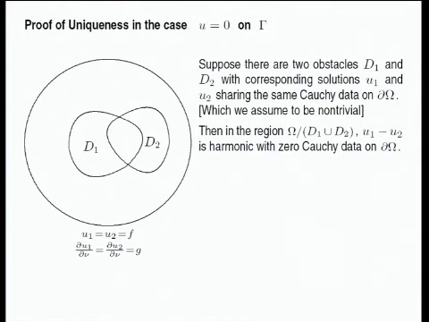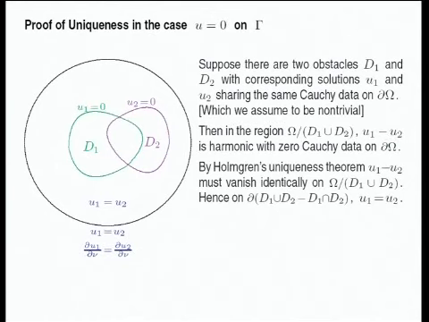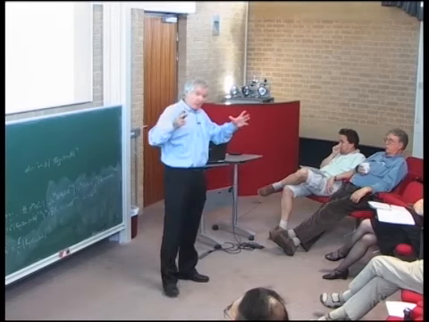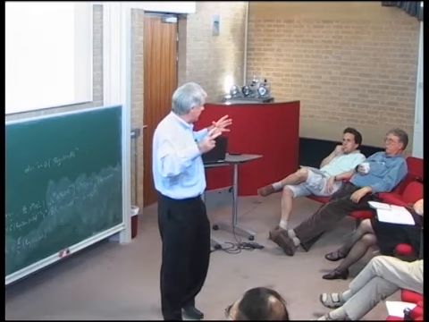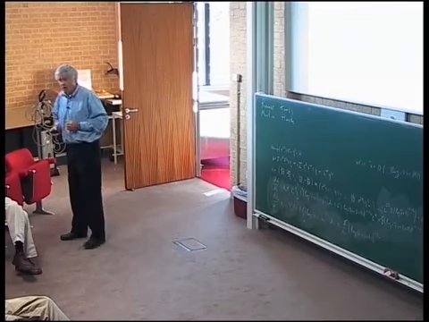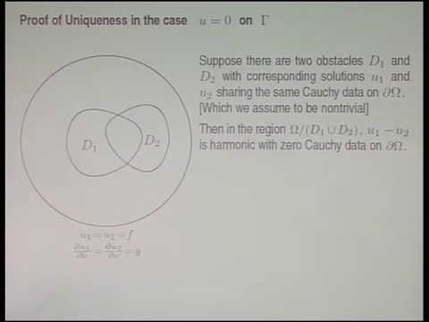So if I subtract these, then u1 minus u2 is 0 Cauchy data on here. But it's also analytic, or it's harmonic. And so if it's 0, by Holmgren's theorem, everywhere it's analytic, it must extend in as a 0 function. So in particular, it must hit the D1 and D2 union boundaries as a zero function.